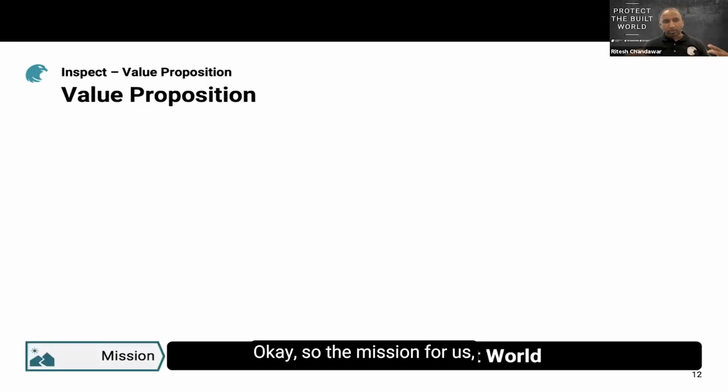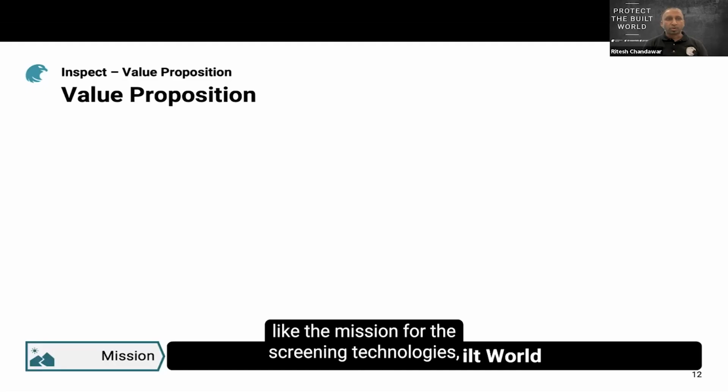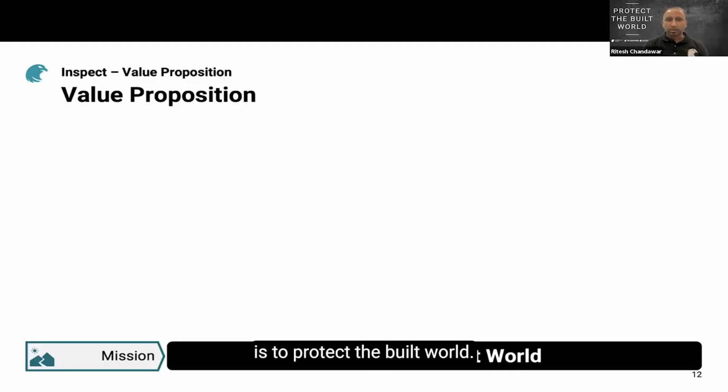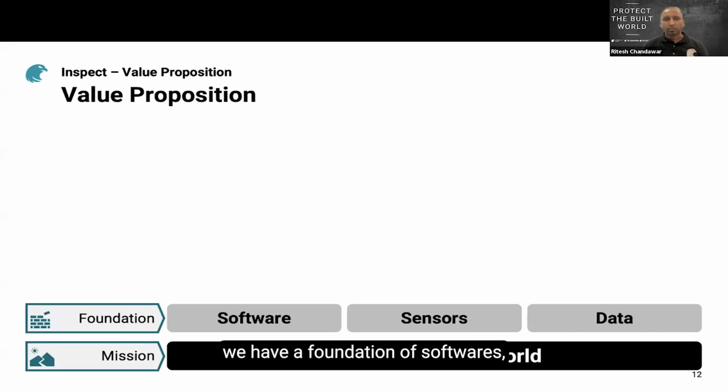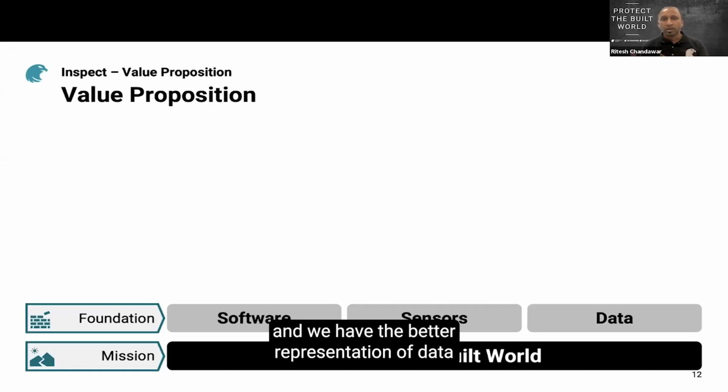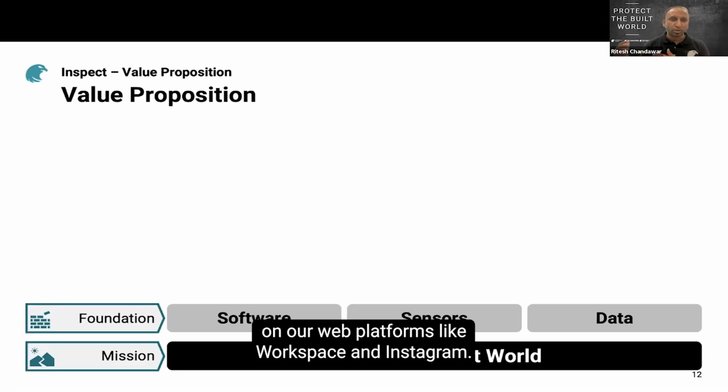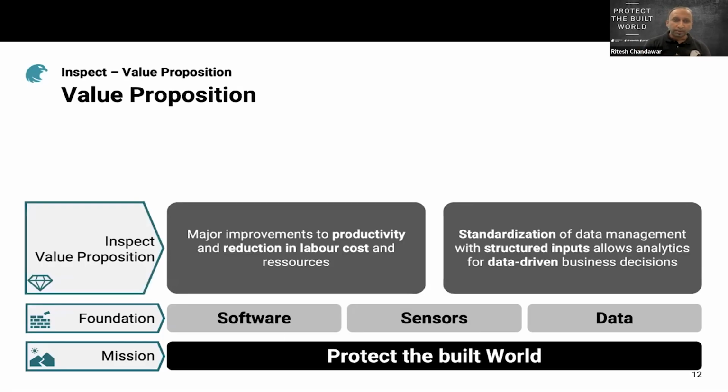Okay, so the mission for us, really the mission for Sensing Eco Technologies, is to protect the built world. To support that mission, what we have as a foundation is software, sensors, and a better representation of data on our web platforms like Workspace and Inspect Web.